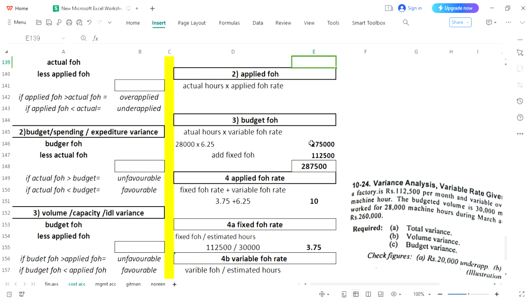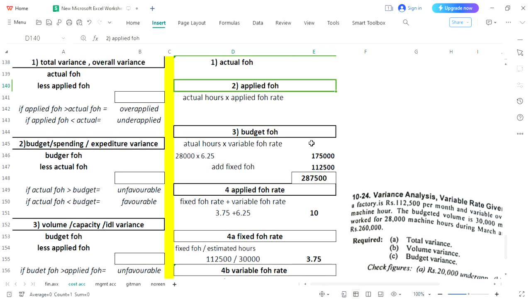So again, reverse step, we are now finding out applied FH. For that, we need actual hours. Actual hours were used to calculate budget FH, 28,000. So the same actual hours would be written over here, 28,000. Now please follow the formula. We need to multiply it with what? Applied FOH rate. Applied FOH rate means total rate which we have calculated. You can see over here, applied FOH rate was calculated. It was 10. Put 10 over here.